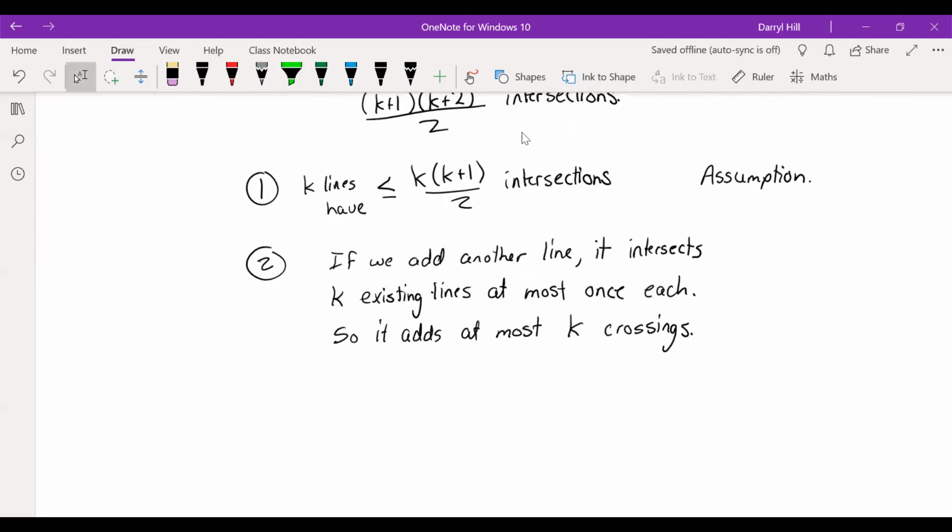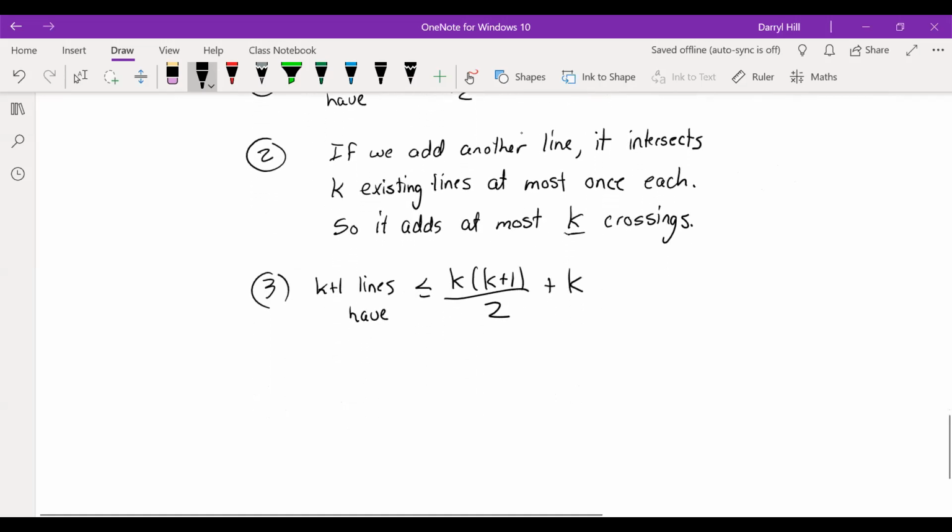So then we have k plus 1 lines. By our inductive hypothesis, the k existing lines have at most this many crossings, plus another k crossings for the line that we added. Instead of rewriting that, we'll just continue it here. So this is (k plus 1) over 2 plus k over 2, or 2k over 2, right? We want to get the common denominator so we can add them together.